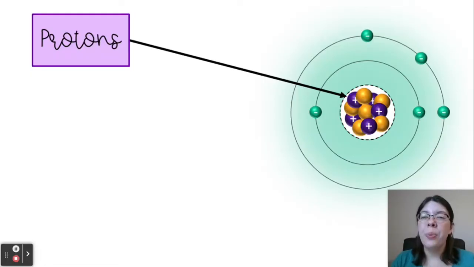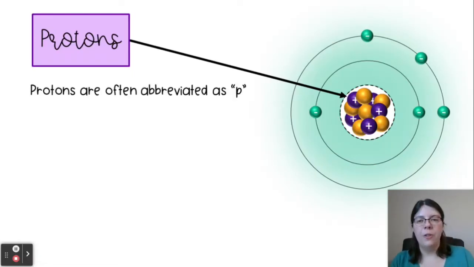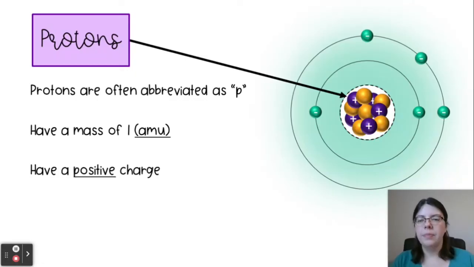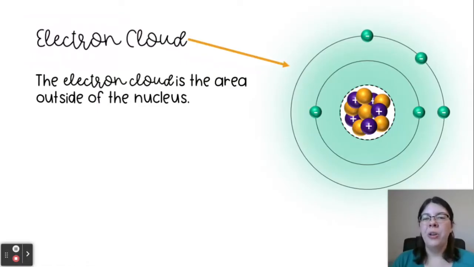We also have protons in the nucleus. Those are the little purple circles that have the plus signs representing their charge. Protons are often abbreviated by the lowercase letter p for proton. And they also have a mass of about 1 AMU. Technically, it's a little bit less than the mass of a neutron, but it's close enough. And protons, as I mentioned before, have a positive charge. So that's pretty easy thinking. Protons, positive.